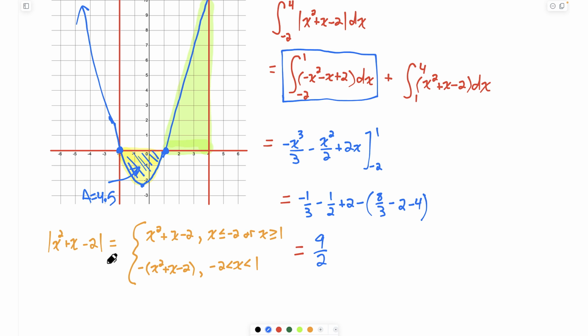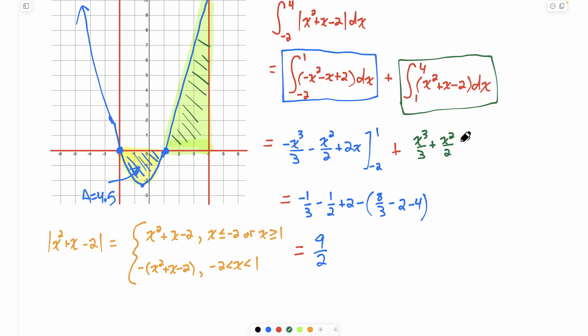If I'd have done my normal definite integral, it would have given me a negative 4.5, but because I used the absolute value, it then translated the function to be up here to make the area positive. Now let me do my second definite integral, which is going to find me this green shaded region right here. The antiderivative of that function is x cubed over 3 plus x squared over 2 minus 2x.